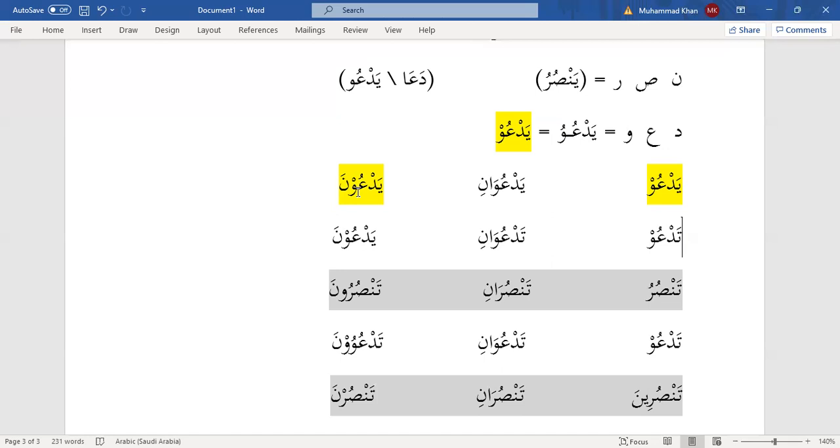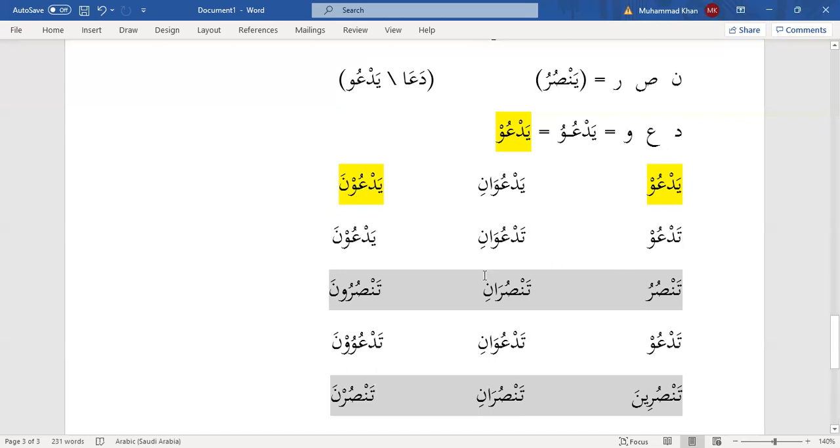However, this is the usloob of the Arabic language. If there are 99 women and there is one man, it will still be considered as men. So the sigha that will be used is for the men. And again, that is because of the beauty of the language. It's not because of any other specific reason.